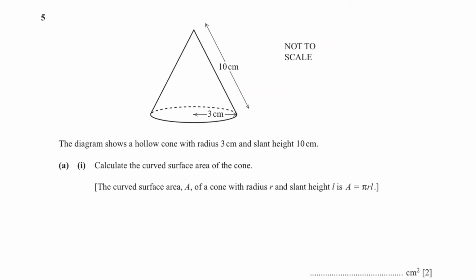Question number 5. The diagram shows a hollow cone with radius 3 and slant height 10. A1, calculate the curved surface area. The equation has already been given to us, so we just have to substitute. Area is equal to pi r L. R is the radius, which is 3, and L is your slant height, which is 10. That will give us 94.2. So this is 94.2 square centimeter, the curved surface area.